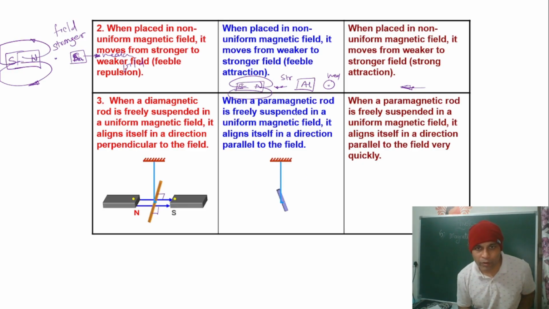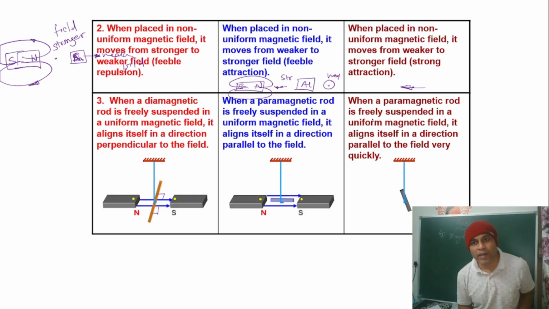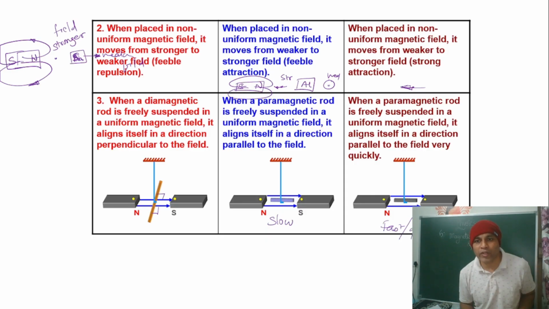And when a paramagnetic rod is freely suspended in a uniform magnetic field, it aligns itself in a direction parallel to the field. Let's see here, it gets aligned in the direction. And lastly, when a ferromagnetic rod is freely suspended in a uniform magnetic field, it aligns itself in a direction parallel to the field very quickly. See, here it was slow, and here it is very fast. It quickly aligns itself. Very fast process.